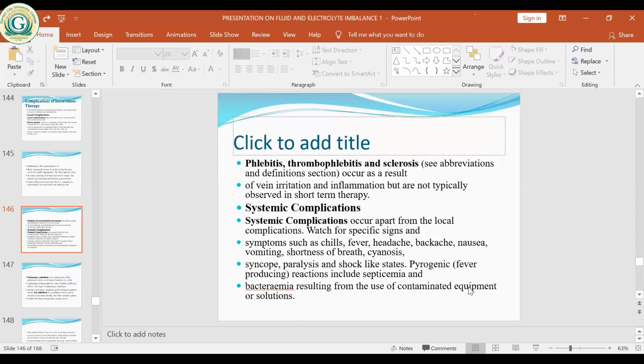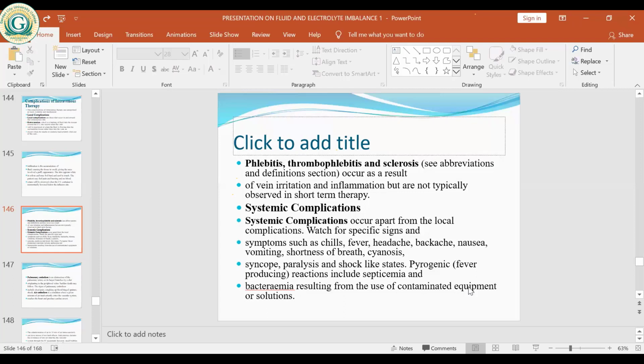Then we look at systemic complications. What are the systemic complications? Systemic complications occur apart from the local complications. Watch for specific signs and symptoms. Once there's a systemic complication, it means the infusion has been polluted by certain things and is going through the circulatory system. That is systemic.